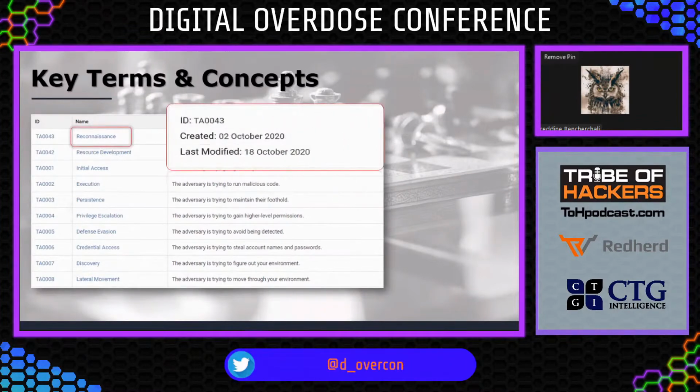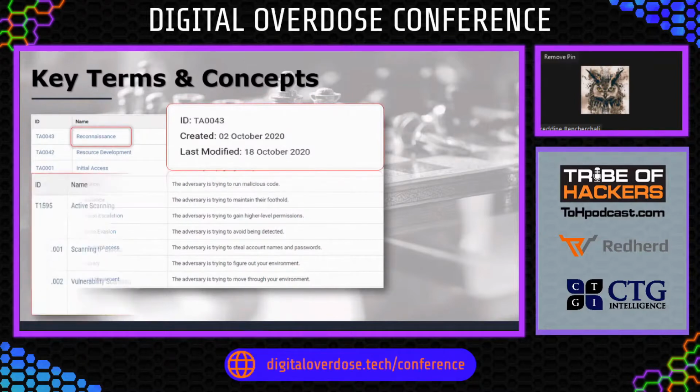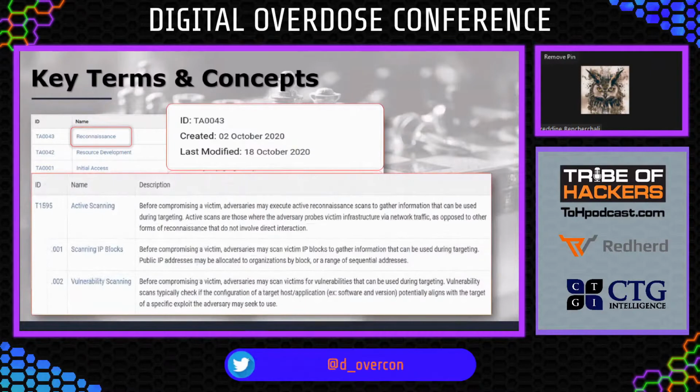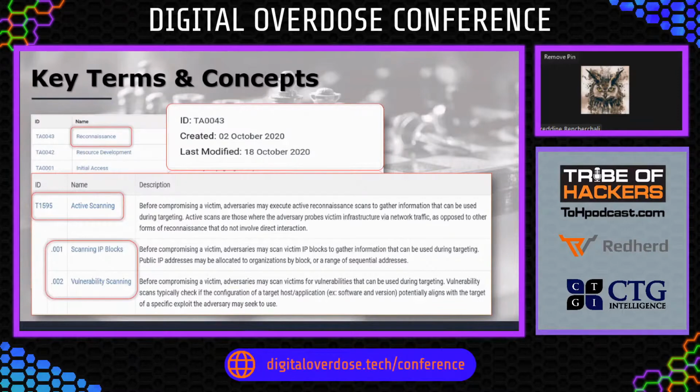If we take the reconnaissance example and we click on it on the website, we get an ID and when it was created. But what is interesting is we get the techniques related to this tactic. So for each technique, it describes a method that the attacker can use to gain some information on the network. So for example, we have active scanning, and inside that active scanning, attackers can use vulnerability scanning, for example, to get information about the computers and if they are vulnerable to any CVEs or the like.